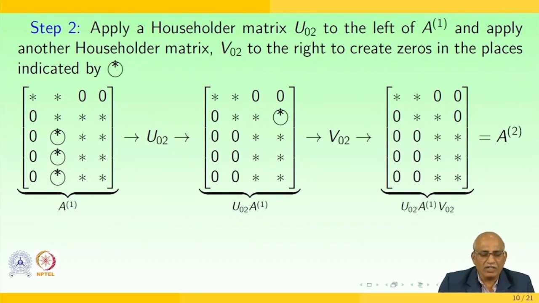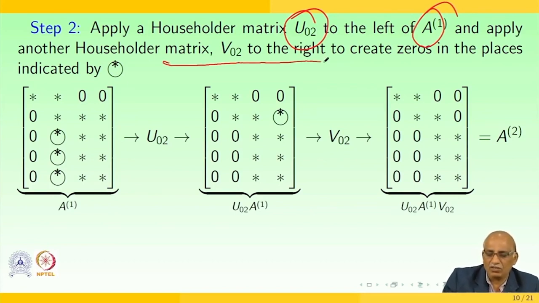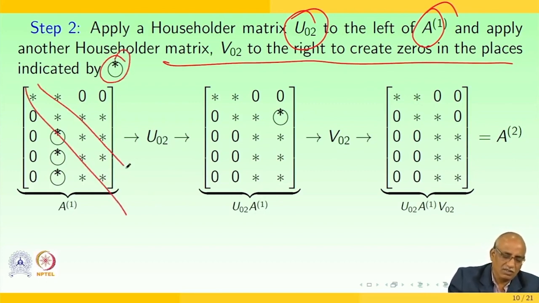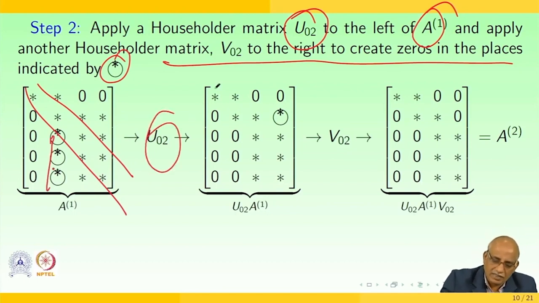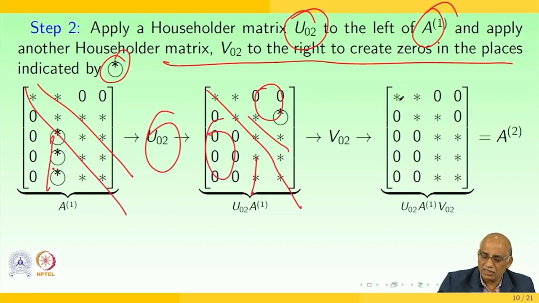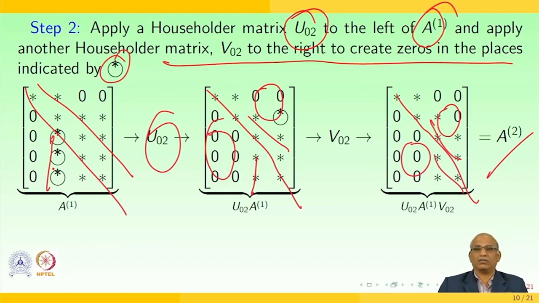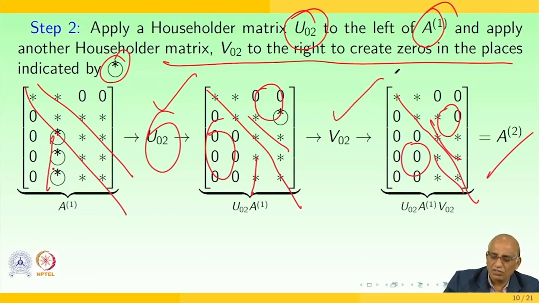In step 2, what we do is apply a Householder matrix U02 to the left of A1 and apply another Householder matrix V02 to the right to create zeros in the places indicated by star. So these are all zeros and these are all zeros. In this case, we do get it like this. So that means you do have U02, A1, V02, which gives A2.